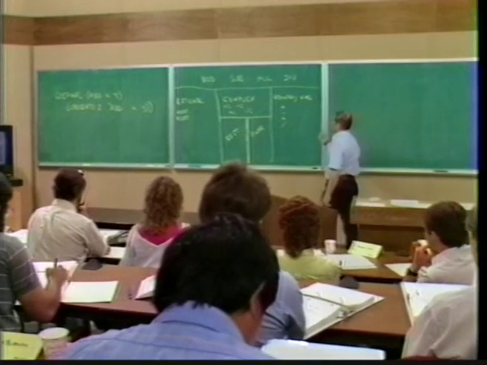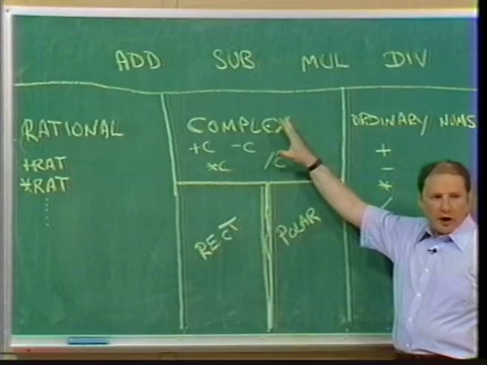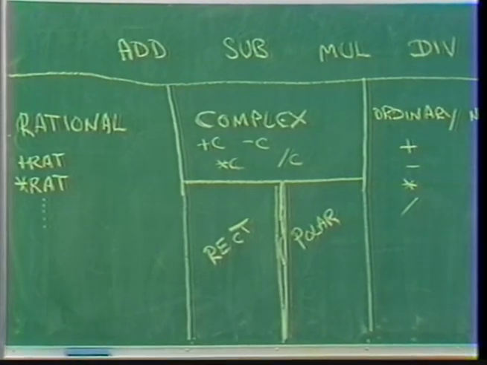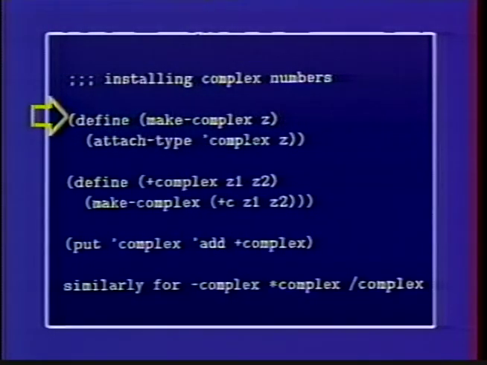And that's all we have to do. How do we embed the complex number package we just built before in this generic system? Almost the same. We make a procedure called make complex that takes whatever George and Martha hand to us and adds the type complex. And then we say, to add complex numbers, right, plus complex, we use our internal procedure plus C and attach a type, make that a complex number.